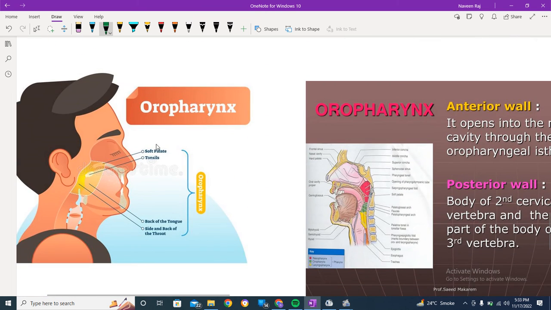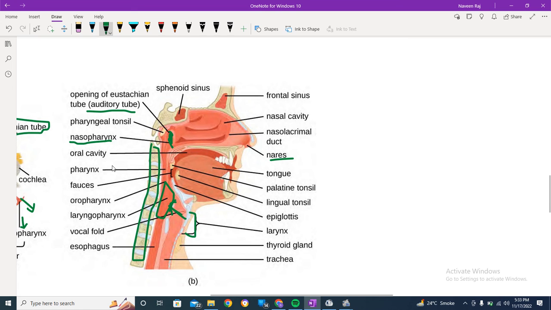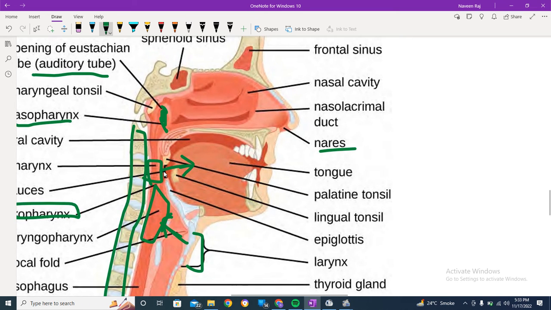Now let's move forward to the oropharynx. This is the most downward part, the ending part of the pharynx. Let me look into the diagrams and see where it is. Oropharynx, yes, over here it is. We have seen it is behind the mouth, situated somewhat over here. It is behind the mouth. Alright, over here, you see.